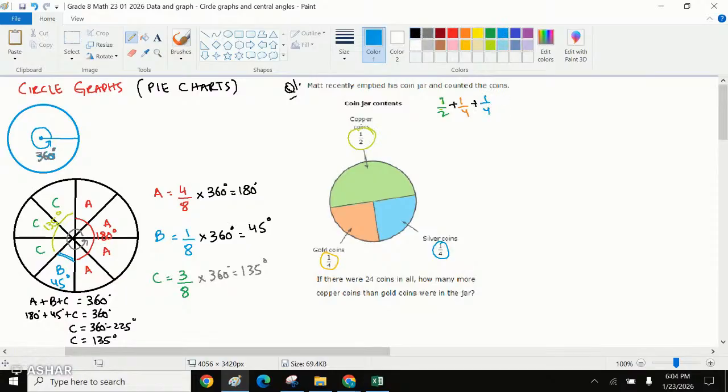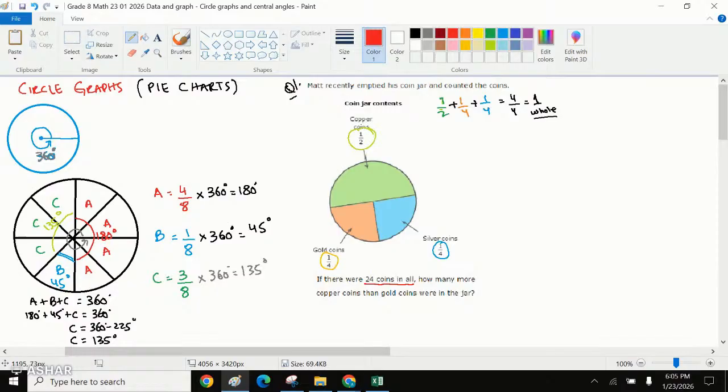When we add them together, it should come out to be 4 upon 4. That should be equal to 1. 1 is a complete, 1 is a whole, right? That means the total of the fractions should be 1 and the sum of the angles should be 360, right? Okay. So what they're asking us in this question is, if there were 24 coins in all, there were 24 total coins, right?